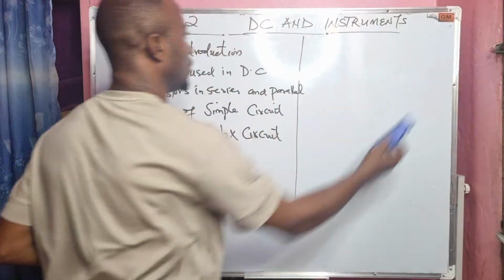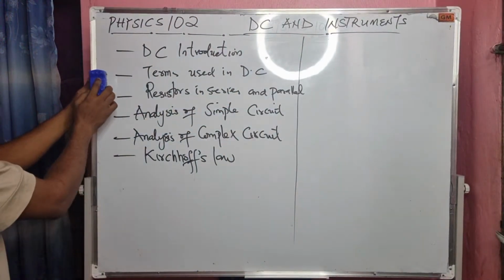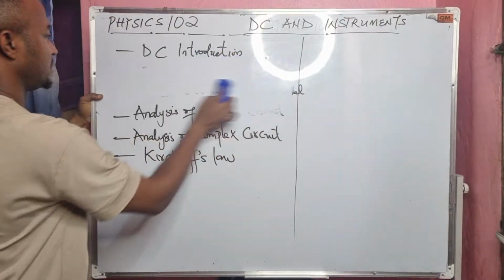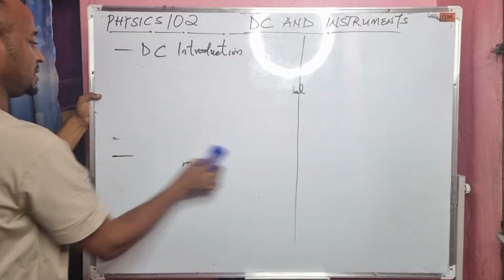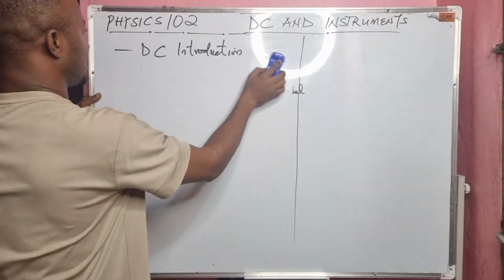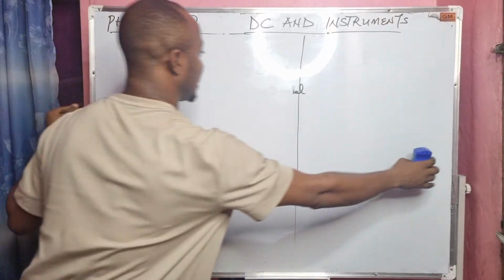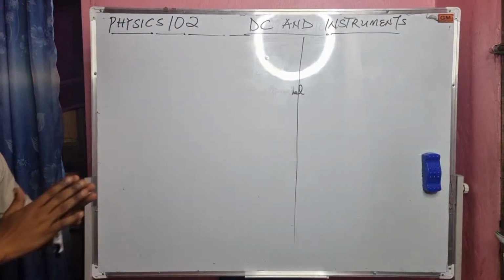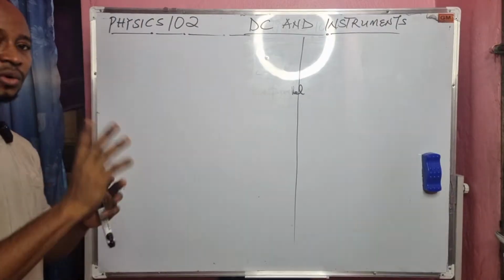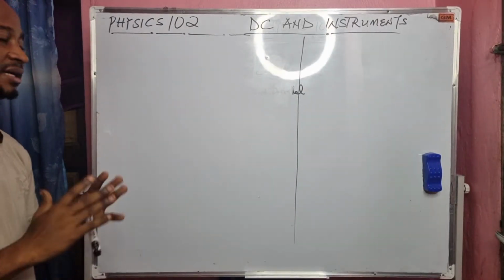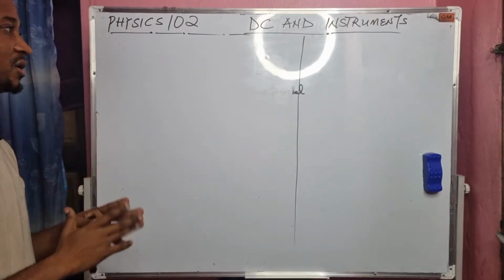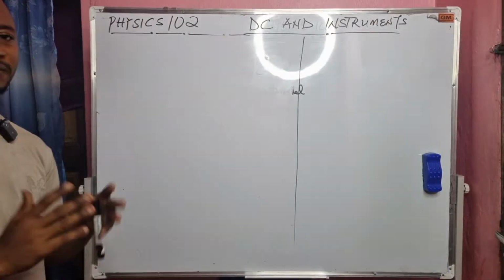Now let's start with what is DC? DC simply means direct current. Direct simply means a current that flows in one direction. Unlike AC, which is a current that flows in different directions.